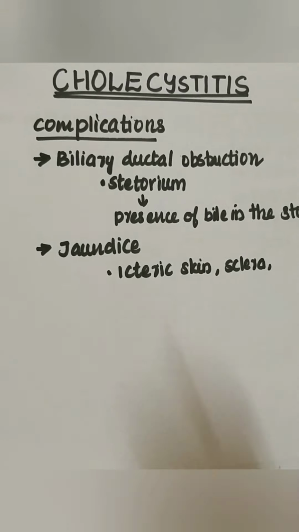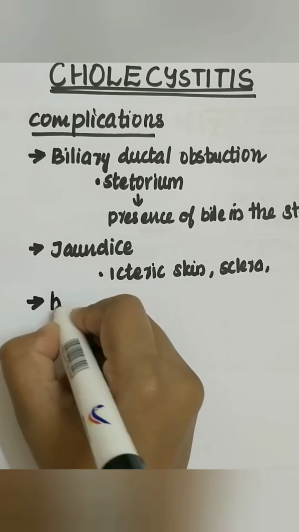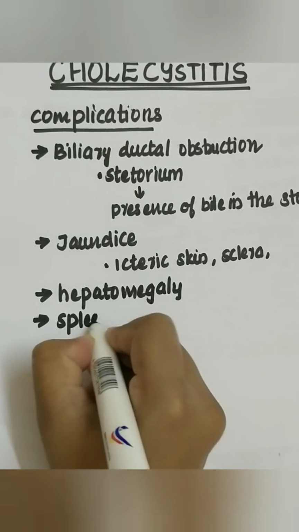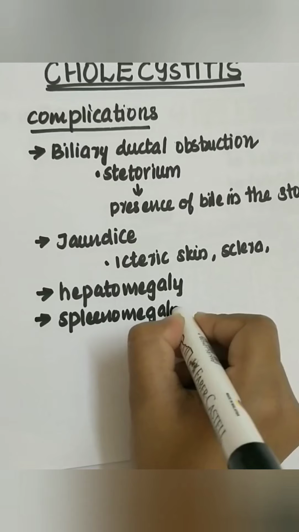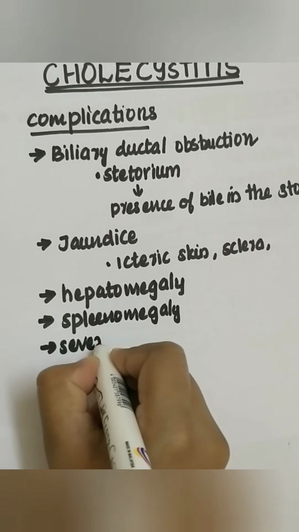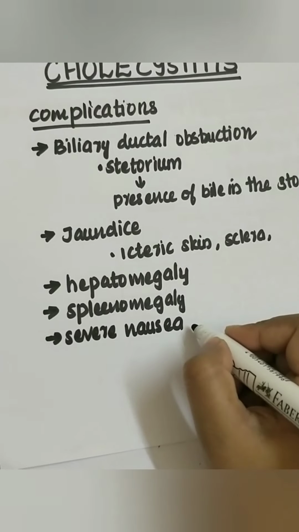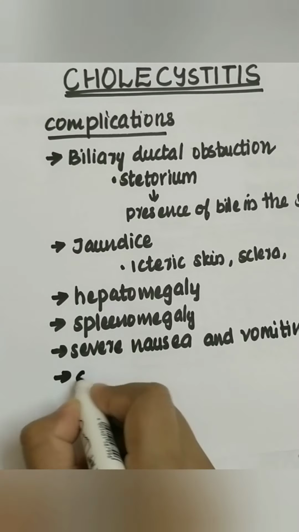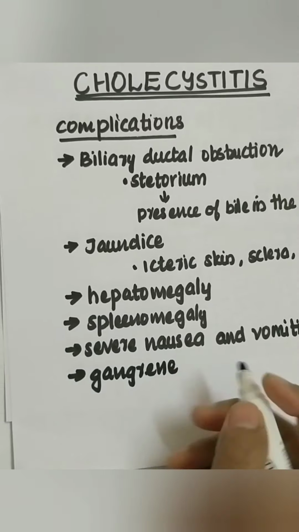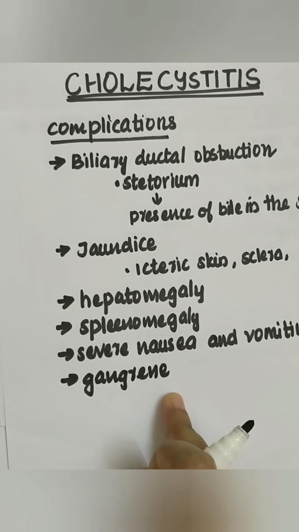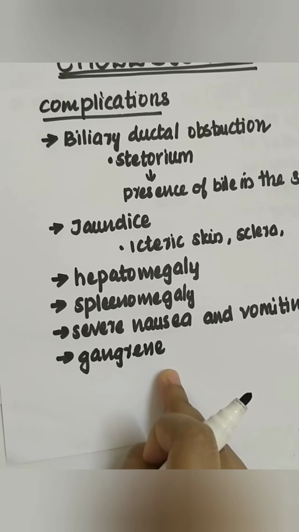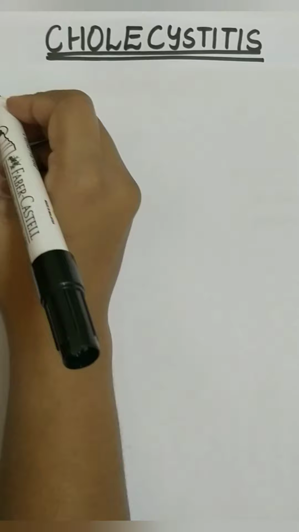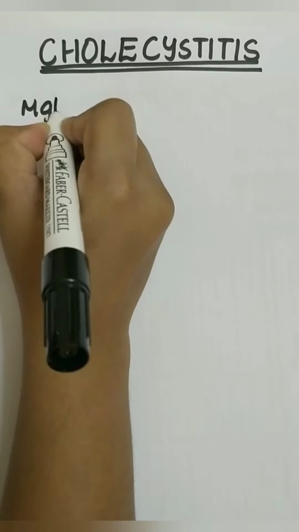And the third complication is hepatomegaly. And next one is splenomegaly, and there will also be severe nausea and vomiting. Another complication is gangrene. Gangrene means tissue death that is caused due to a decrease in blood flow to the tissue.